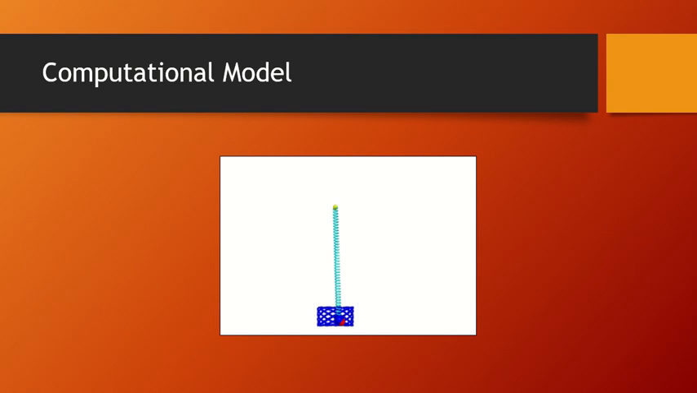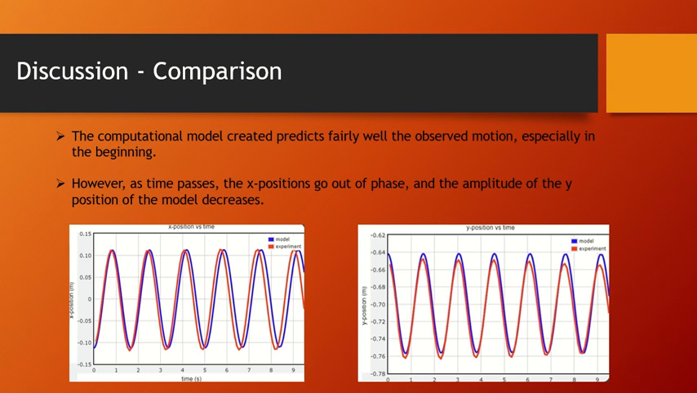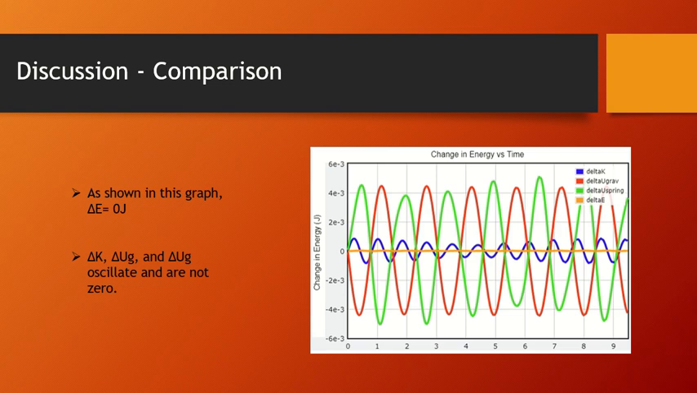This is a screenshot of the predicted motion alongside the observed motion. We can see that the computational model created predicts fairly well the observed motion, especially in the beginning. However, as time passes, the x positions go out of phase, and the amplitude of the y position of the model decreases. This can be seen in the two pictures on this slide. Also, as shown in this graph, which shows a change of energy versus time, the total change of energy is always zero. However, the changes in each individual energy are not zero as they oscillate.